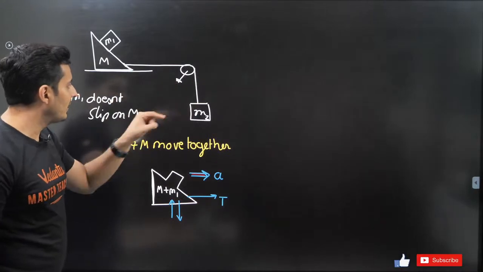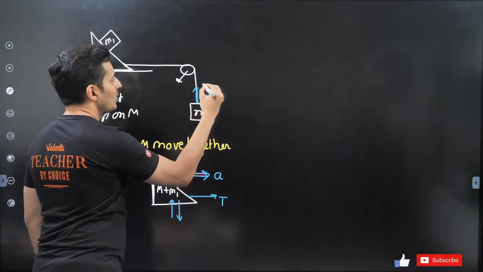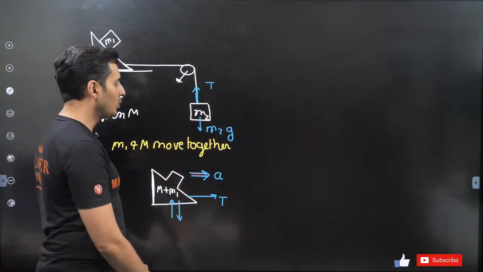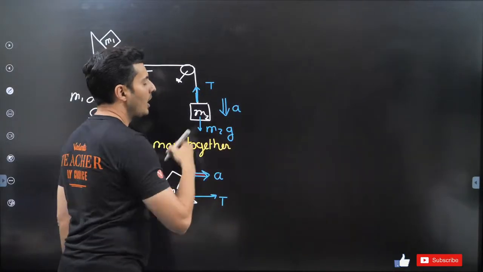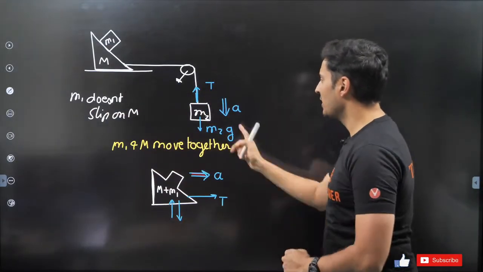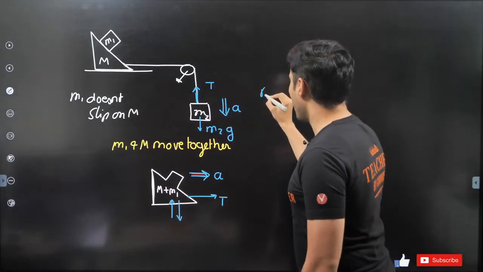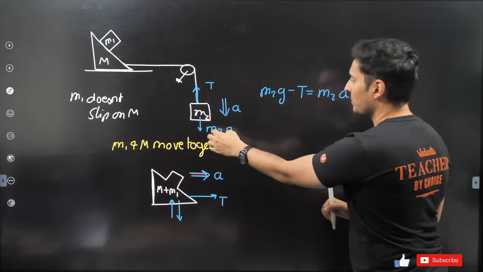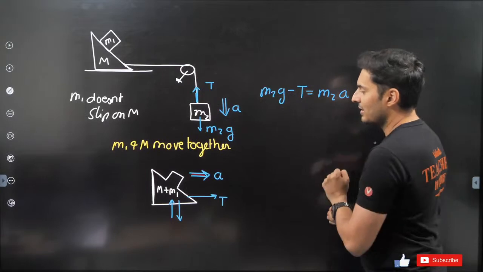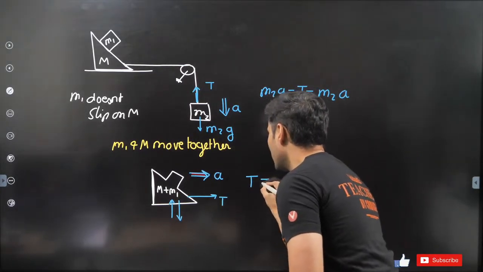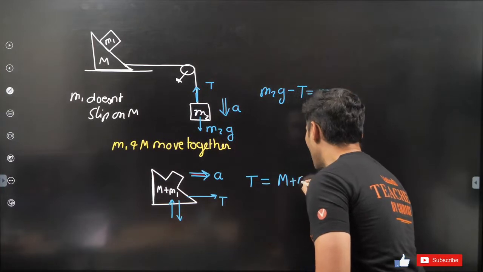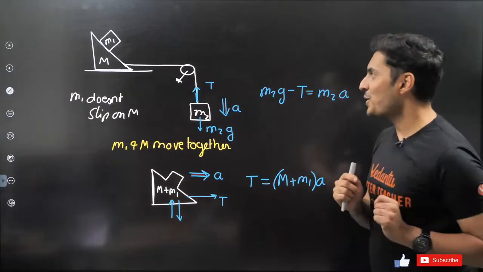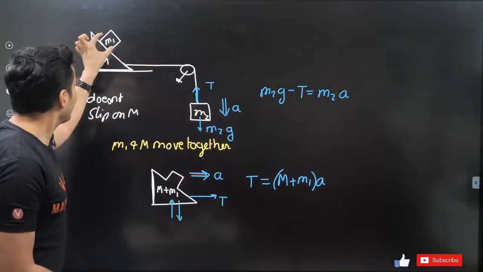The same tension will continue here, and on M2 you will say tension is there here and M2G is there over here, and this will accelerate downwards. So using simple logic, you can write equations like M2G, bigger force minus smaller force, is mass into acceleration. Just Newton's law, net force is mass into acceleration. Here you can just say tension is equal to capital M plus small m1 into acceleration. That's one equation.